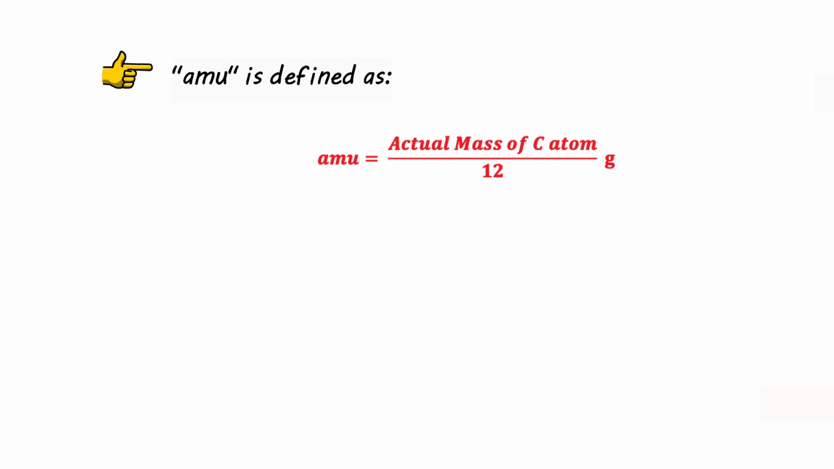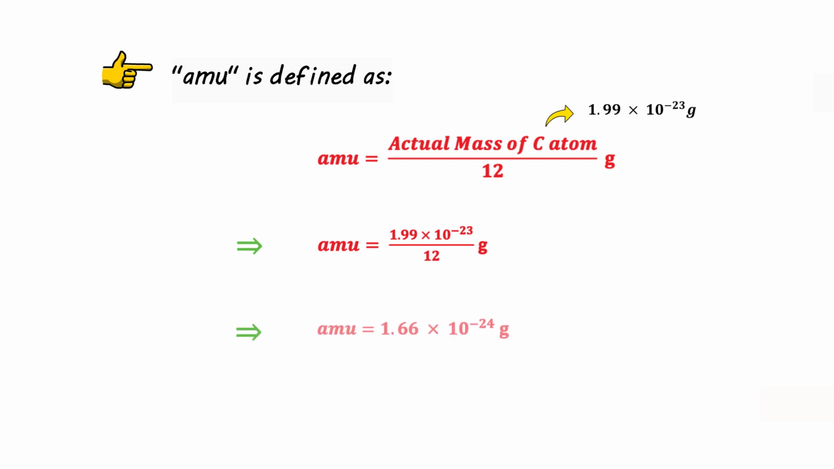Since the actual mass of carbon atom in grams is 1.99 into 10 raised power minus 23, therefore AMU will be equal to 1.99 into 10 raised power minus 23 divided by 12. This gives us AMU equal to 1.66 into 10 raised power minus 24 grams.